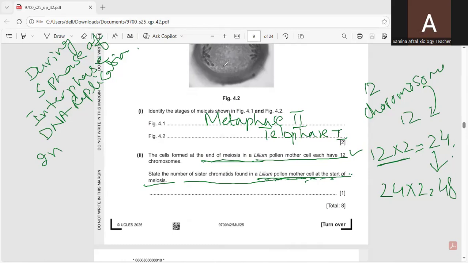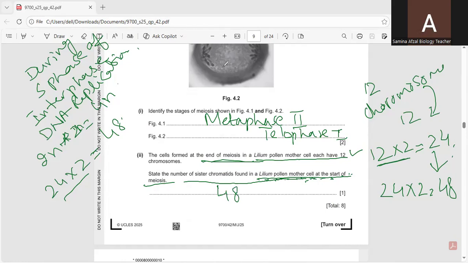Two identical sister chromatids. So it will become 4n. That is, it will be equal to 24 into 2, which is 2n plus 2n. So it will be 48. So the number of sister chromatids found in the Lilium mother cell will be 48.